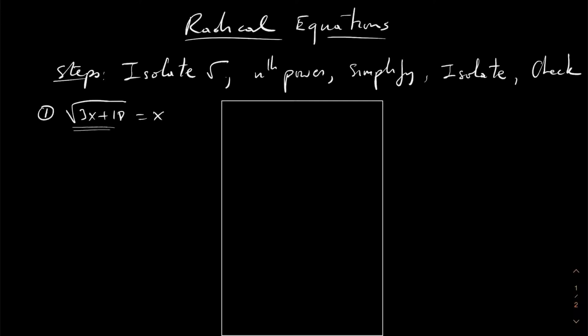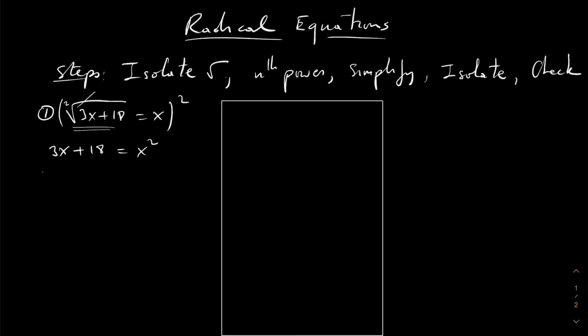Next step is to raise our entire equation to the nth power. Because we are looking at the square root here, which is 2, we're going to raise our entire equation to the power of 2. So our n here is 2, basically. If you do that, the square root is going to cancel on the left side. So we're going to have only 3x plus 18 equals x squared.